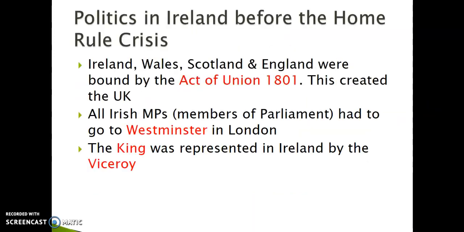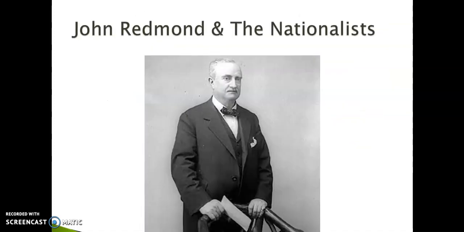So, the first thing that we need to know is the Act of Union. As we mentioned in our previous video on the 1798 rebellion, Ireland had lost its parliament in Dublin because of this. The Act of Union in 1801 meant that Ireland was now a part of the United Kingdom. Ireland, England, Scotland, and Wales were all ruled directly from the Westminster Parliament in London. This meant that Ireland had 105 MPs in Westminster, and the Viceroy, of course, would represent the King in Ireland. Now, the different groups in Ireland at the time.